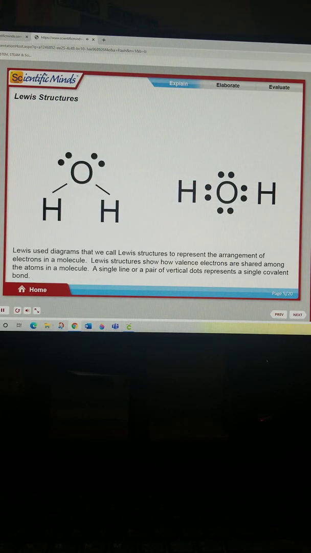Lewis used diagrams that we call Lewis structures to represent the arrangement of electrons in a molecule. Lewis structures show how valence electrons are shared among the atoms in a molecule. A single line or a pair of vertical dots represents a single covalent bond.